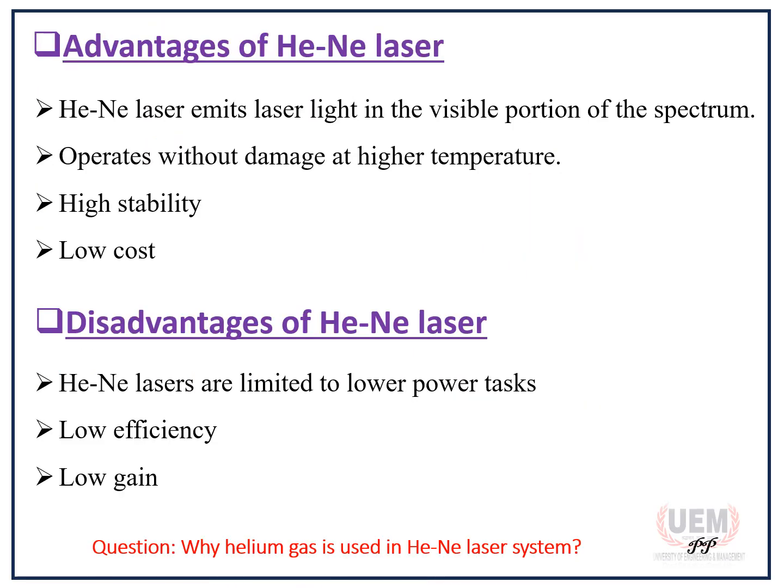So there are some advantages of helium neon laser. First, it emits laser light in the visible portion of the spectrum, operates without damage at higher temperature, and has higher stability and low cost. And there are some disadvantages of helium neon laser: it is limited to lower power tasks, and has low efficiency and low gain.